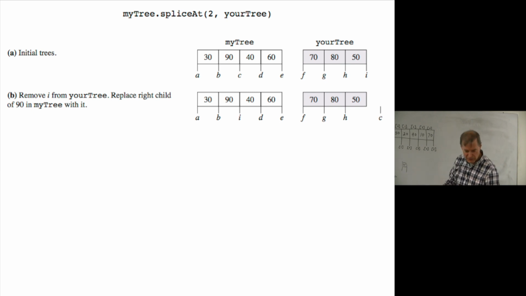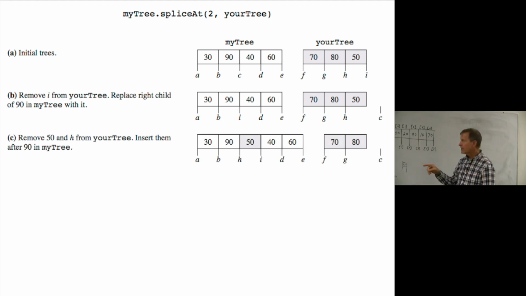Well, because now here's what we do, in a loop. So can you imagine? Now we're going to do things a pair at a time. In other words, the data and the child, a pair at a time. So in this step, we remove 50 and H from your tree. Do you see the 50 and the H? It's 50 and its left child. And what do we do with that 50 and this left child?